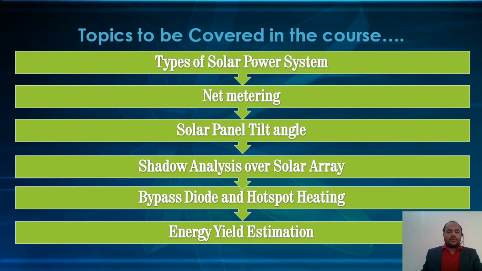Bypass diode and hotspot heating, this we are also going to discuss: what happens if a shadow is coming continuously over a solar panel, how hotspot heating occurs and how to avoid it. Also, we are going to discuss the detailed energy yield estimation. Here we are taking numerous derating parameters like the temperature effect, the manufacturing tolerance effect and the soiling effect, everything we are taking here.